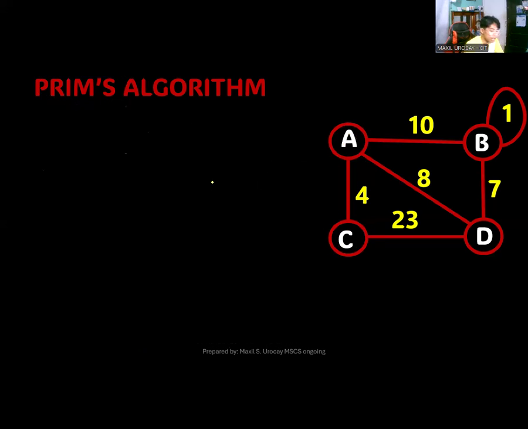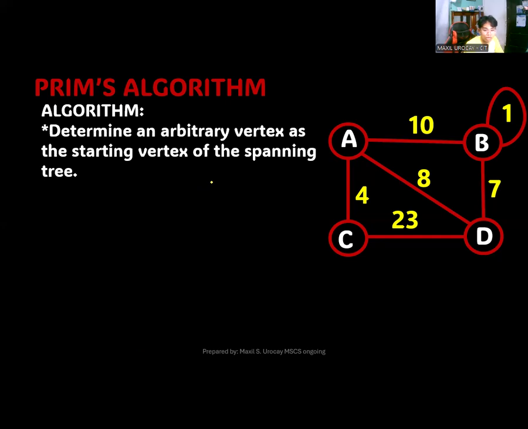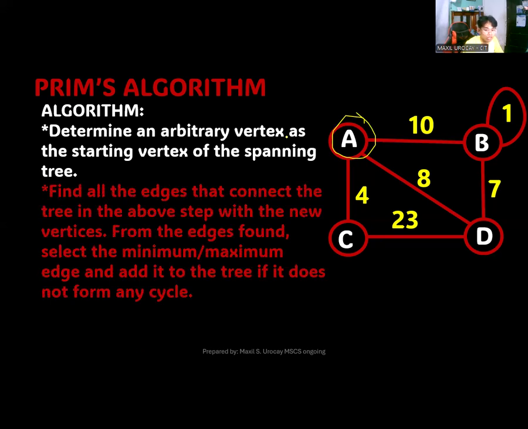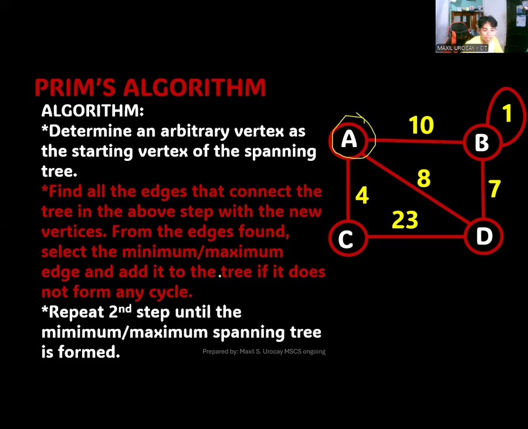So the next one will be the algorithm that we can follow. First, we determine an arbitrary vertex as the starting vertex of the spanning tree. So suppose that we are starting at the vertex N. After that, we find all edges that connect with the vertices in the above steps with the new vertices from the edges found. And we have to select the minimum or maximum edge and add it to the tree. If it does not form any cycle, we repeat the second step until the minimum or maximum spanning tree is already formed.